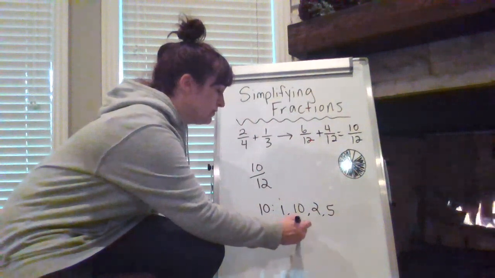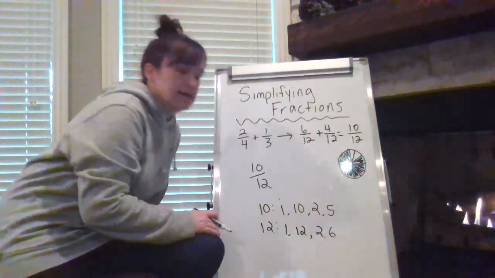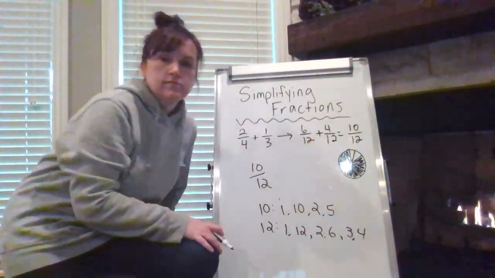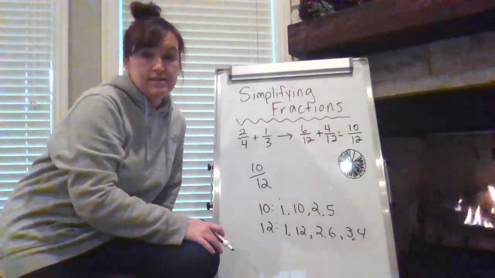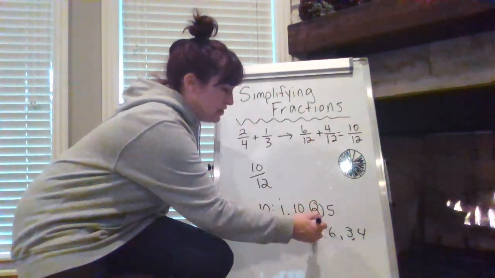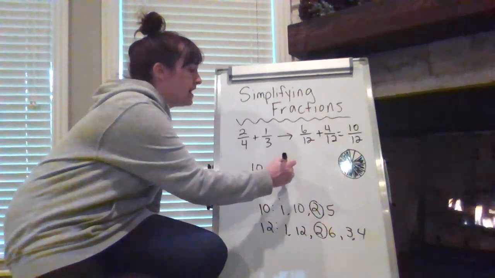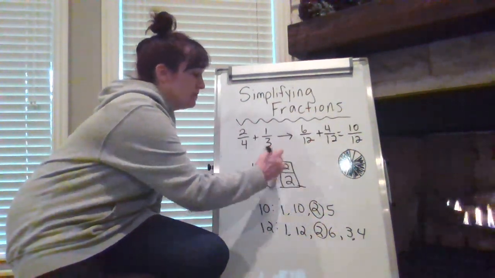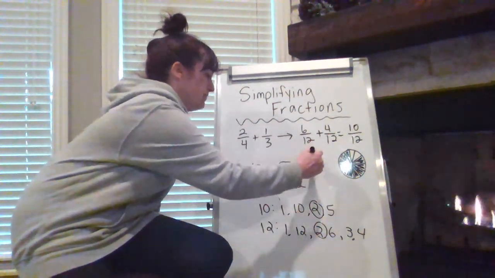Now for 12. 1 times 12 is 12. 2 times 6 is 12. 3 times 4 is 12. So we're going to pick one that they have in common. And the one they have in common is 2. So we're going to divide this fraction by 2/2, which is the same as 1. And we're going to get 5/6.